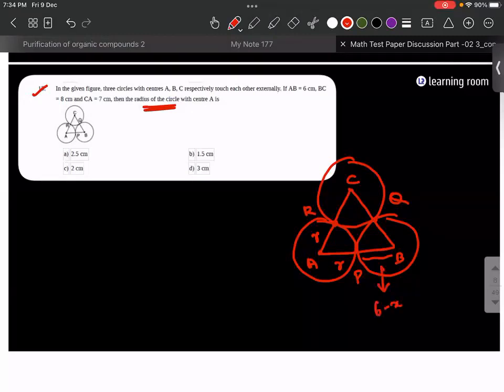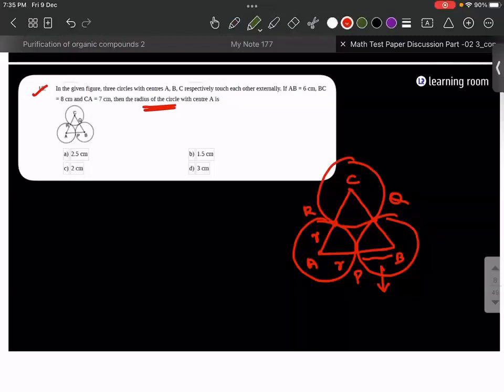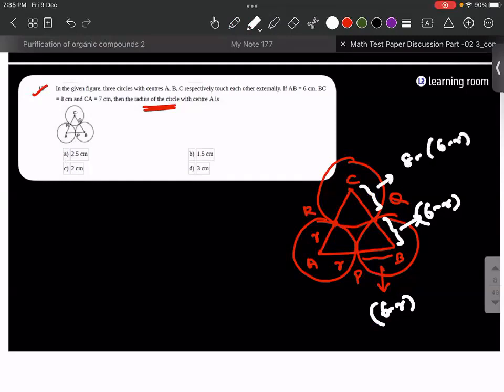This will be 6 minus R. Then how much will this be? This will also be 6 minus R. Then how much will this be? 8 minus of 6 minus R, which will be 2 plus R. Then how much will this be? 2 plus R. And this is R.